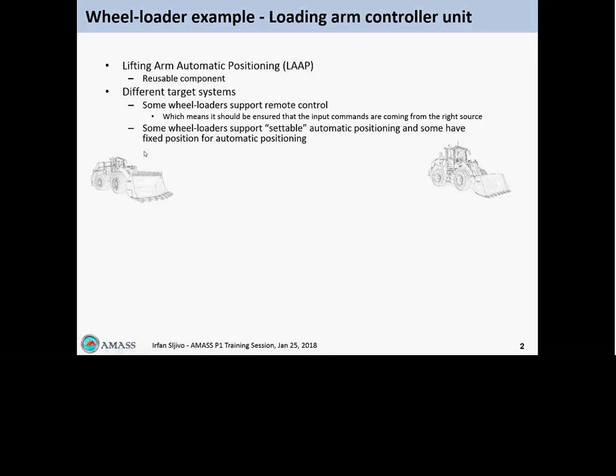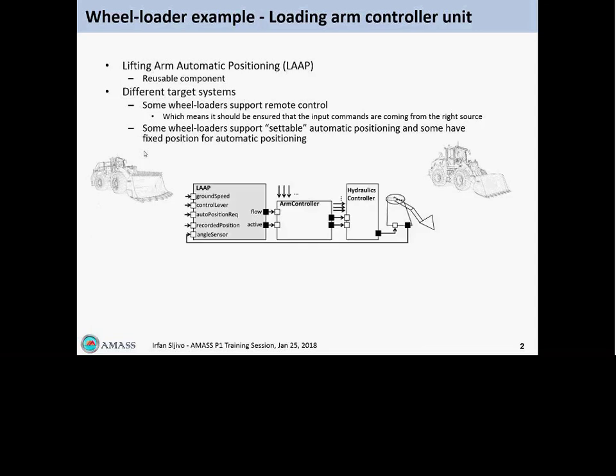That's what makes it a nice example for considering multi-concern assurance, because we need to assure that the system is both fault-free, but also secure enough that someone can't take over this whole thing. And this is just a sketch design of one of these loaders, where you have this loading arm automatic positioning component, which can be moved from one system to another, an arm controller that performs the command, and the hydraulics that does the whole lifting and so on.